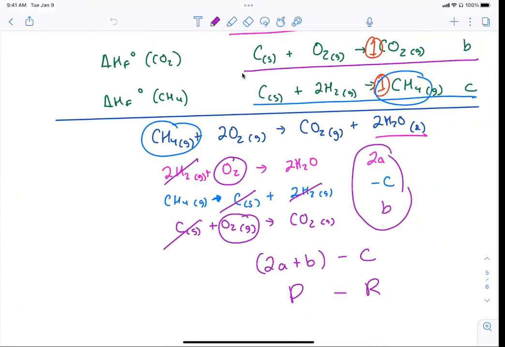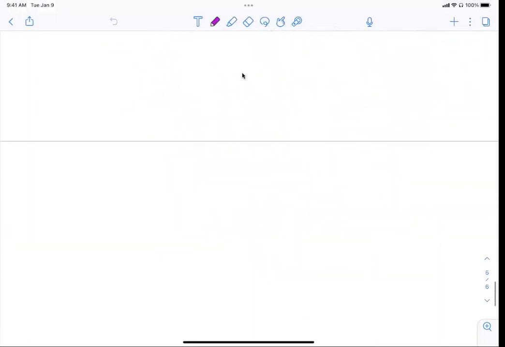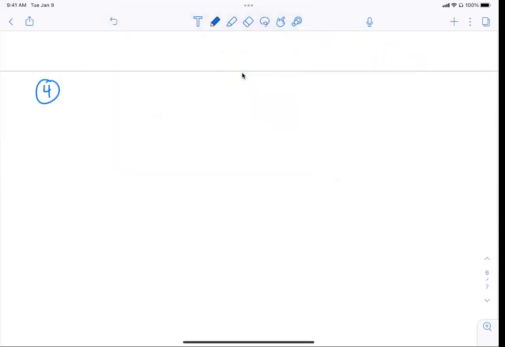Okay. Last one, and then that's it for SL. This is the last thing for SL. Now, here's the thing. You could argue this is also Hess's law as well, which is bond enthalpy. Using bond enthalpies.